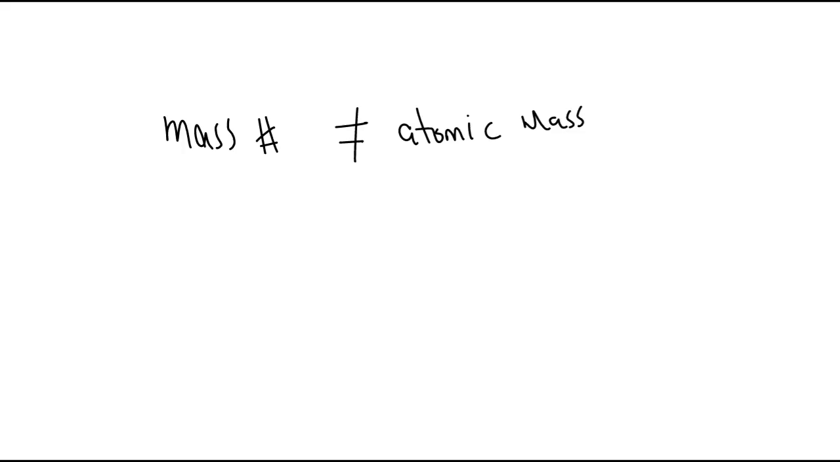Mass number implies the mass of one atom. Atomic mass implies the mass of all the atoms of that particular element. So we need a way now to reconcile one from the other. So how do I go from the mass of one to the mass of all?